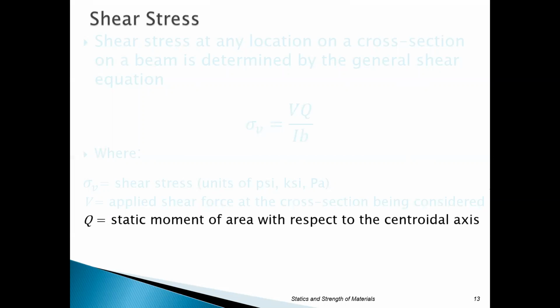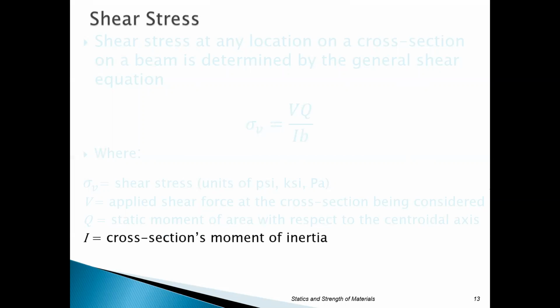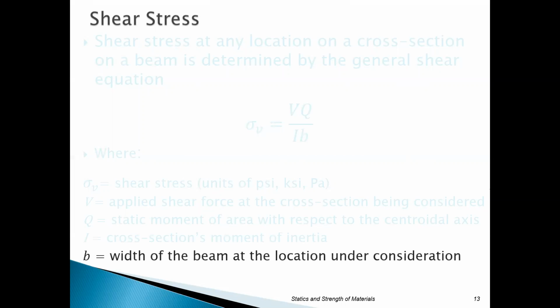Q is what we call the static moment of an area with respect to the centroidal axis, and that's the tough guy, and we'll take a look at that too. I might want to do another problem or two with you guys on that one. And I is of course your cross section moment of inertia, and B is the width of the beam at the location of where the neutral axis is. So that's your width at the neutral axis. So it's not dependent on the part itself, it's just where the neutral axis is crossing the part.